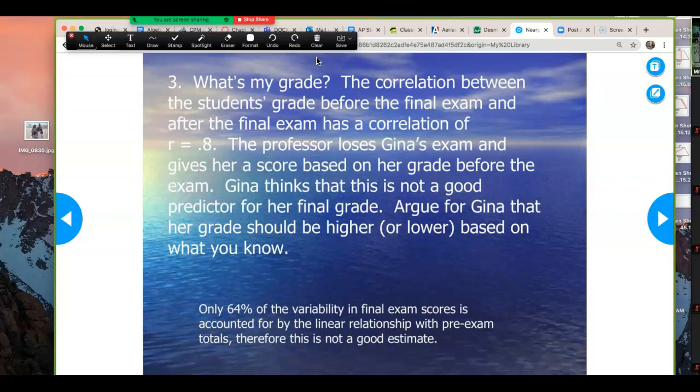Well, if R is 0.8, only 64% of the variability in final exam scores is accounted for by a linear relationship with pre-exam totals. So if I'm going to make a prediction with this data set, I probably would not have accurate results. So argue for Gina that her grade should be higher or lower based on what you know. Okay, this is not an accurate prediction because with 64% variability, there's a lot of variation from one score to the next.